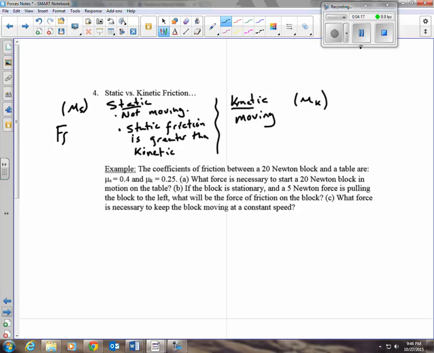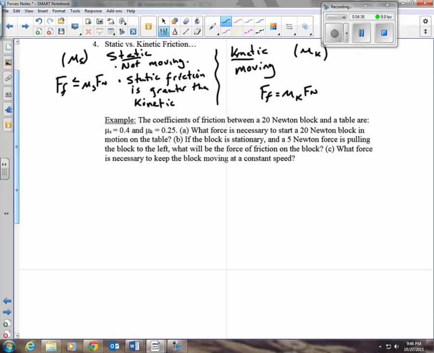The equation changes slightly for the static. Instead of being Ff is mu Fn, now it's going to be Ff is less than or equal to mu Fn. But for kinetic, it's the same. And here's an example where you see that. The coefficients of friction between a 20 newton block and a table are given: static here, kinetic here. And we want the force necessary to start the 20 newton block in motion on the table.